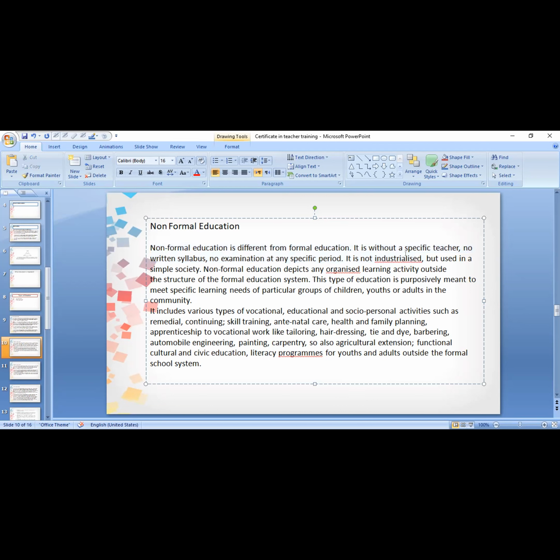But used in simple society, non-formal education depicts an organized learning activity outside the structure of the formal education. This type of education is purposefully meant to meet specific needs of a particular group of children, youth, or adults in the community. It will not have exams or anything planned, or a curriculum and so on. There are some organizations that create non-formal education for adults and children, which are not really with exams or assignments, okay?